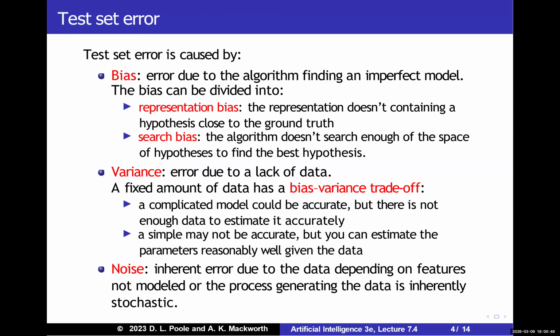Now, test set error can arise from several different sources. One major factor is bias, which occurs when the model is too simple to represent the true relationship in the data, and that can include representation bias or search bias. And then another factor is variance, which occurs when the model is too sensitive to the particular examples in the training data set.